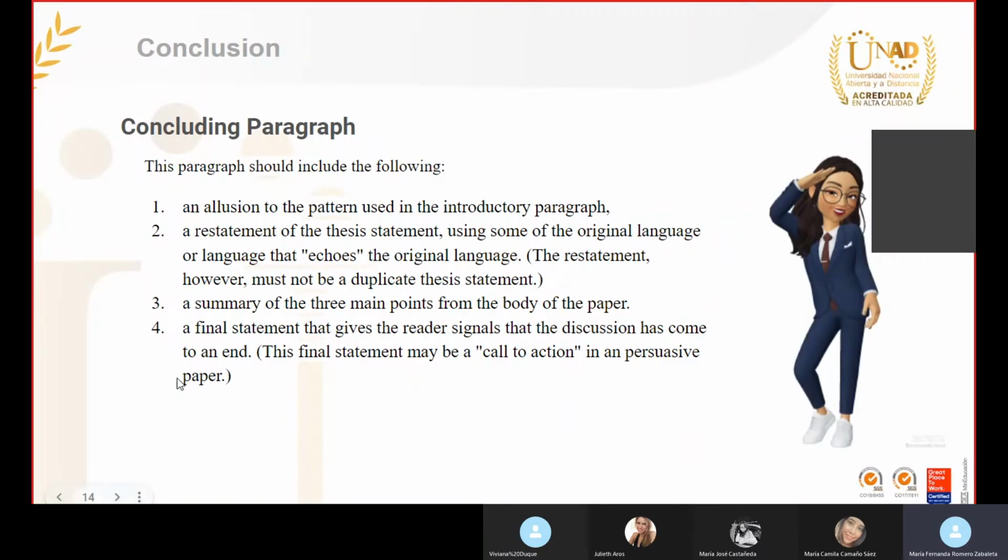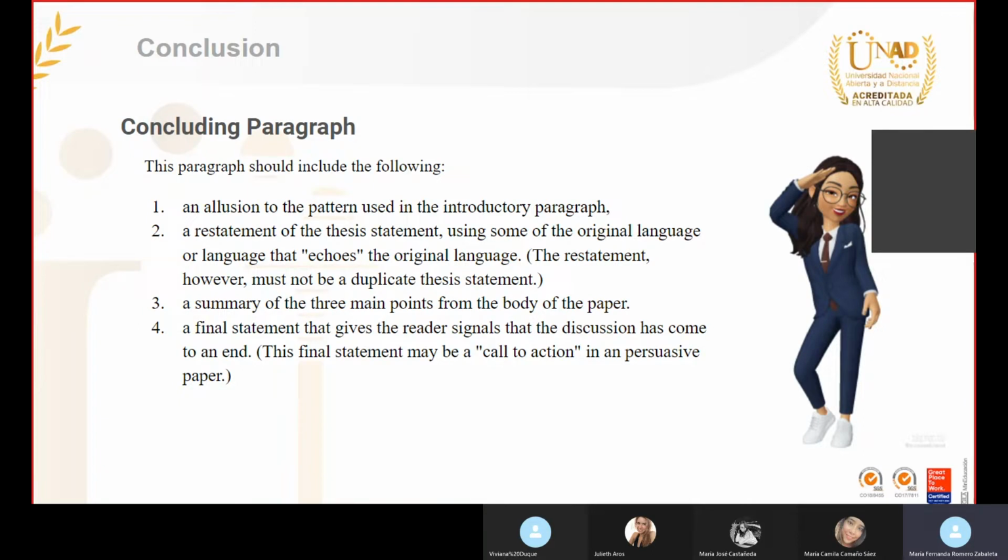And the fourth is a final statement that gives the reader signals that the discussion has come to an end. Sometimes this final statement is a call to action. A call to action, maybe if you are asked to make an essay about the environment, taking care of the environment, maybe a social issue, something like that. Maybe you want to make a call to action.